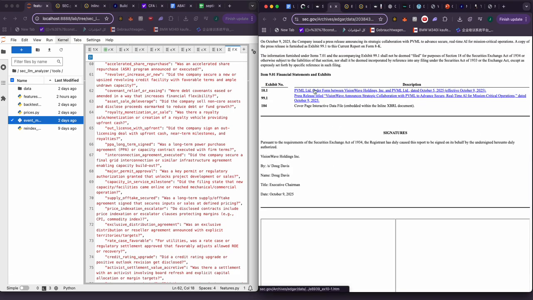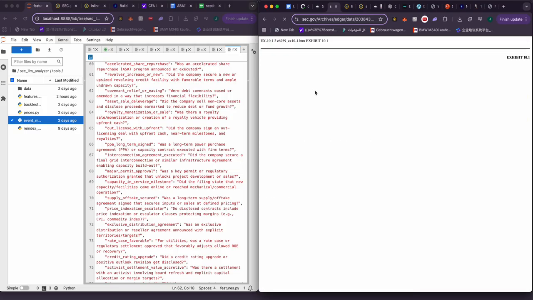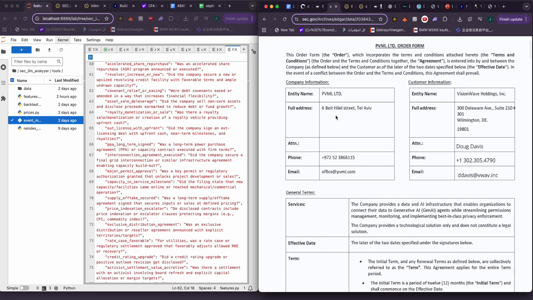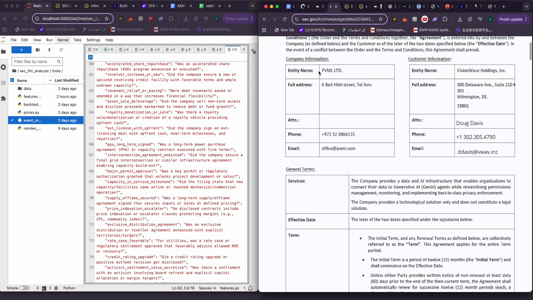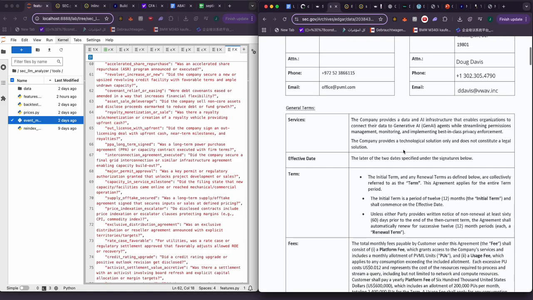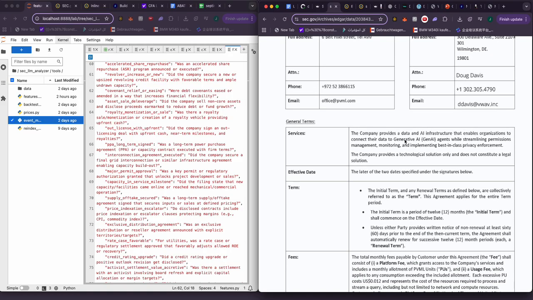Let's check the order between Vision. So here in this filing, we have the company and the customer. The customer is Vision Wave, which is the filing we're looking at. PVML Limited, that's a private company. And services: the company provides a data and AI infrastructure that enables organizations to connect their data to Gen AI agents while streamlining permissions management.